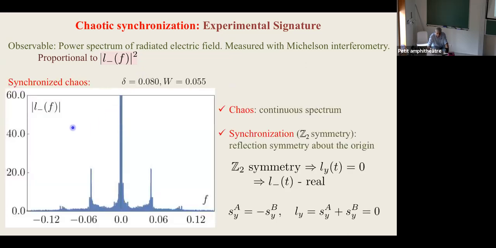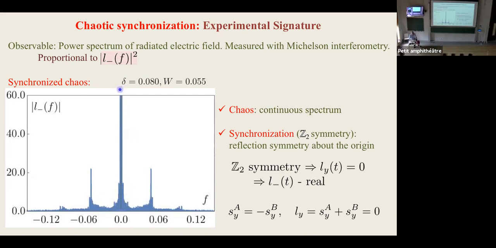So here is the power spectrum for synchronized chaos. First of all, it's continuous, which is indicative of chaos. And how synchronization manifests is that the spectrum has reflection symmetry about the origin. This reflection symmetry is because by Z2 symmetry, SYA is minus SYB, so LY is 0, which means that L minus is real, and the Fourier transform of a real function has this reflection symmetry around the origin.